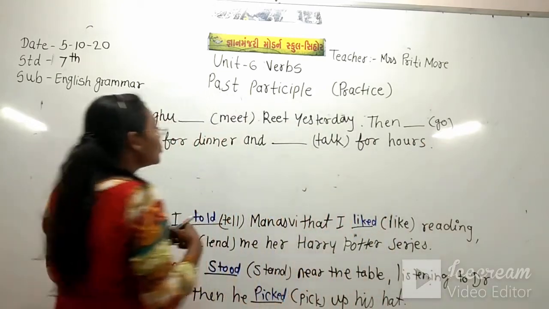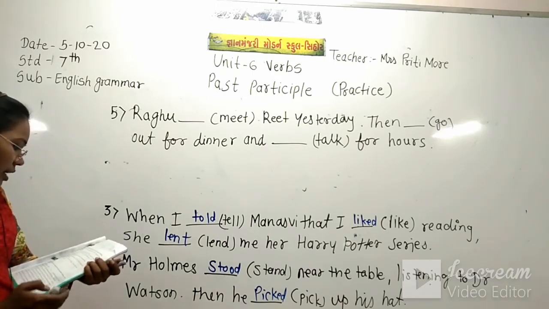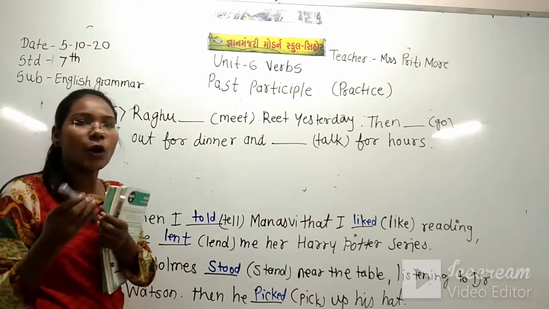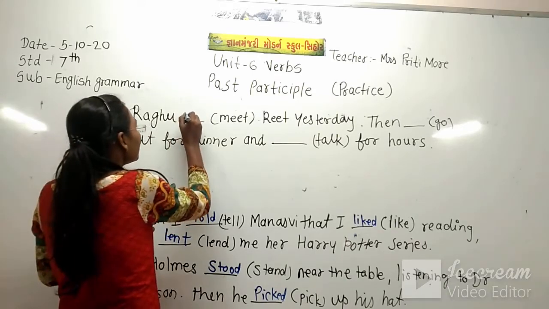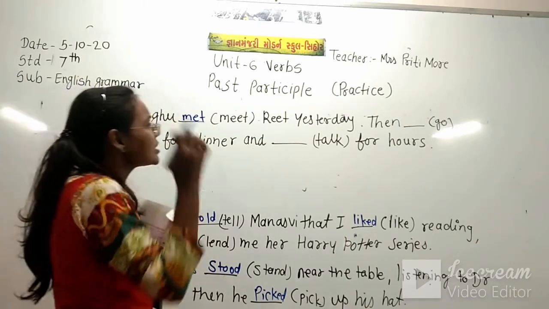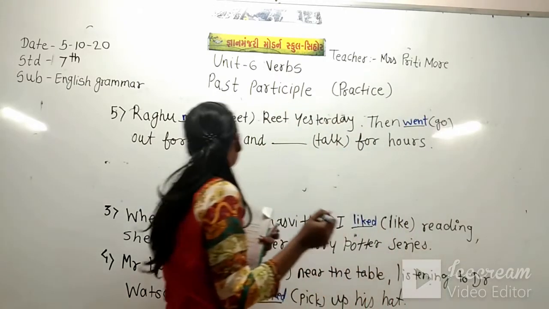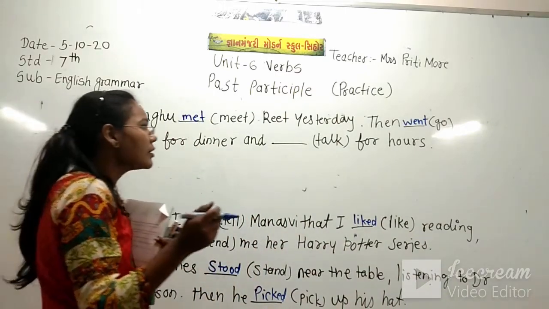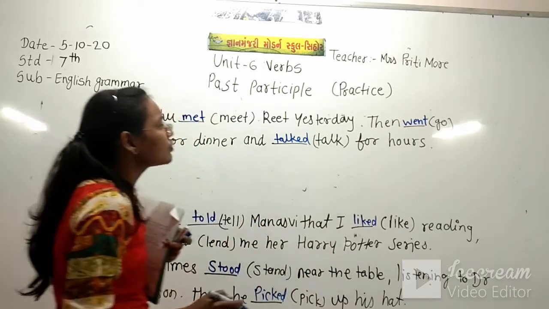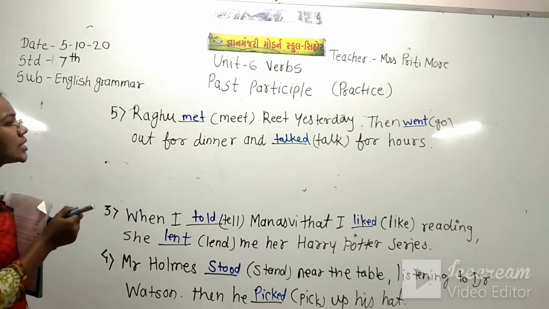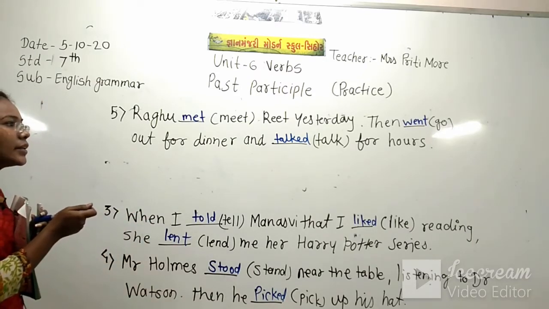Now here also three verbs are there in that fifth sentence, so we just have to write the past form of the given verb. So Raghu meet, met. So what will come here? Raghu met, Reet yesterday, then go, went, gone. So here will come went, then went out for dinner, and talked, ed, and talked for hours. So here how the sentence became? Raghu met Reet yesterday, then went out for dinner and talked for hours.